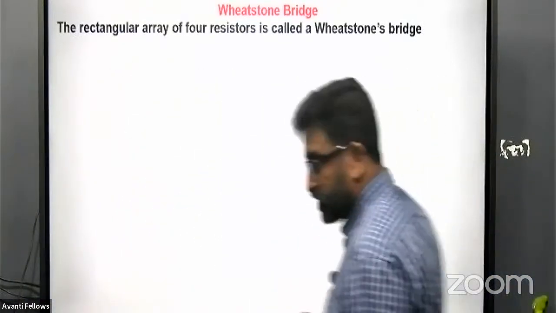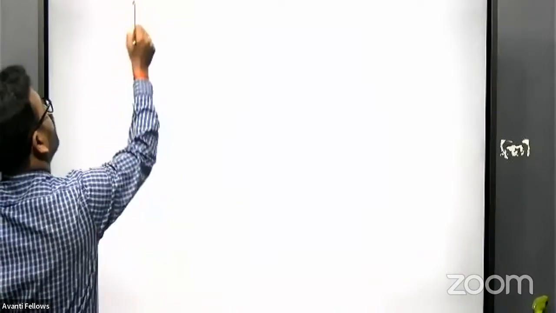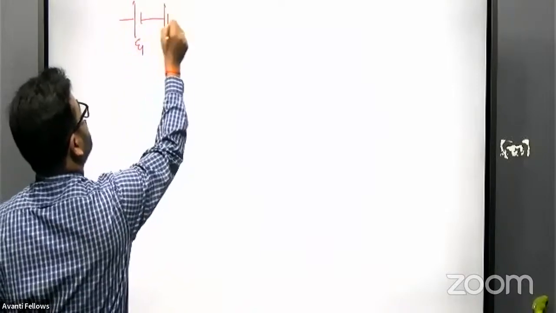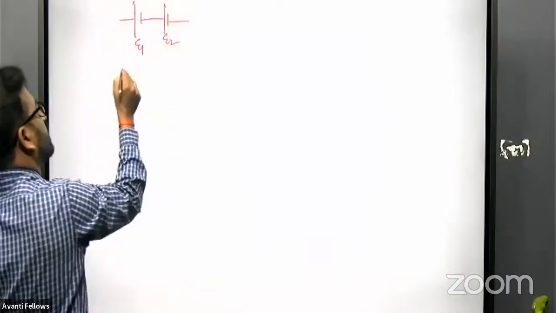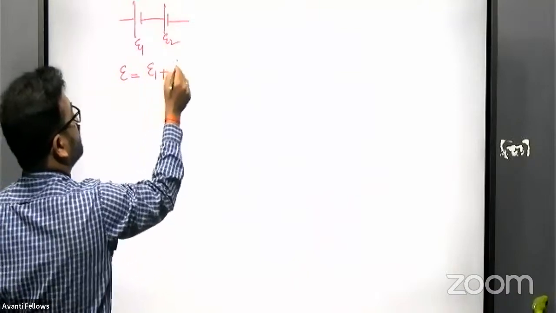Remember one thing I missed. See, there are 2 cells like this. If 2 cells are connected like this, this is E1 and this is E2. What is the equivalent EMF? Equivalent EMF will be equal to E1 plus E2.